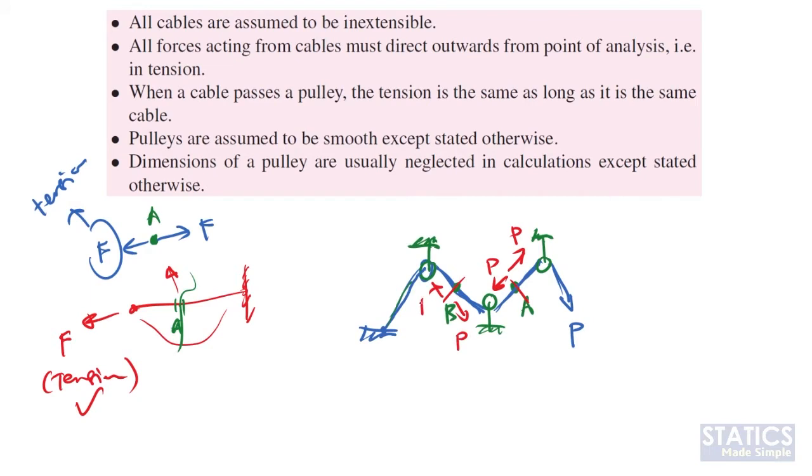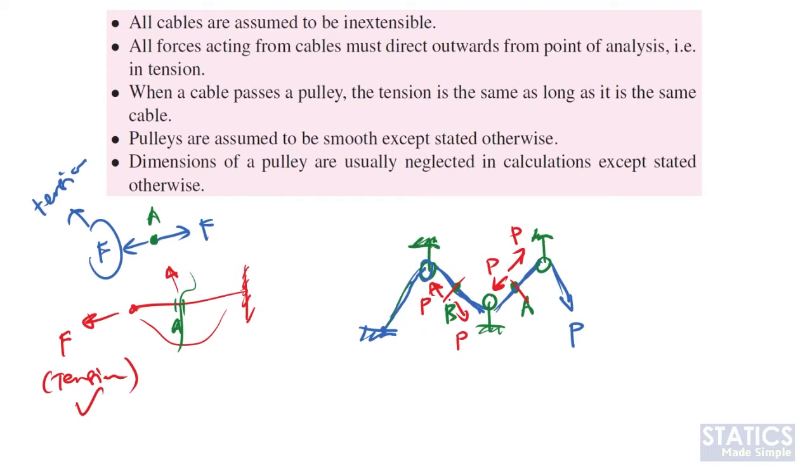It's just that the direction will be different. In terms of magnitude, it will still be the same. That's what we meant by when a cable is passing a pulley, the tension will always be the same, as long as it is the same cable. Once we have two separate cables, then we know the tension within the cable will not be the same.